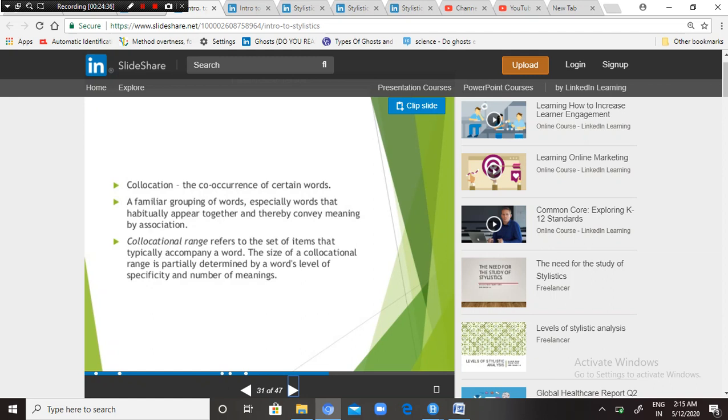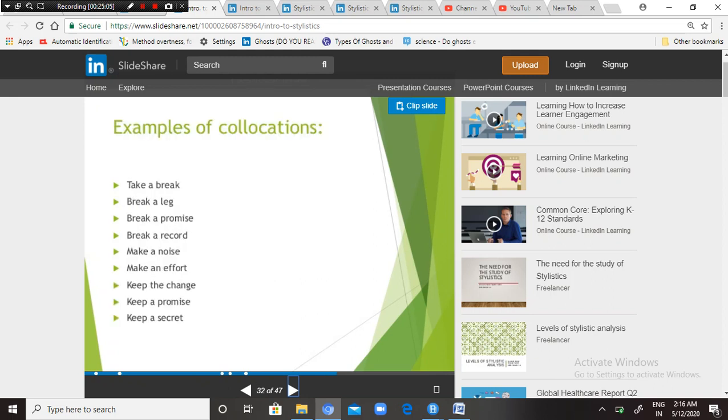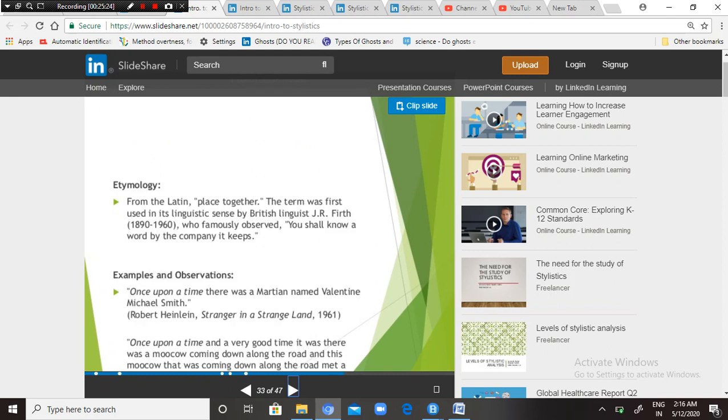Collocation. The co-occurrence of certain words, familiar groups of words, especially words that habitually appear together and thereby convey meaning by association. Collocational range refers to the set of items that typically accompany a word. The size of a collocational range is partly determined by a word's level of specialization and number of meanings. Examples of collocations: take a break, break a leg, break a promise, break a record, make a noise, make an effort, make the change, keep a promise, keep a secret. These are the examples of collocations.